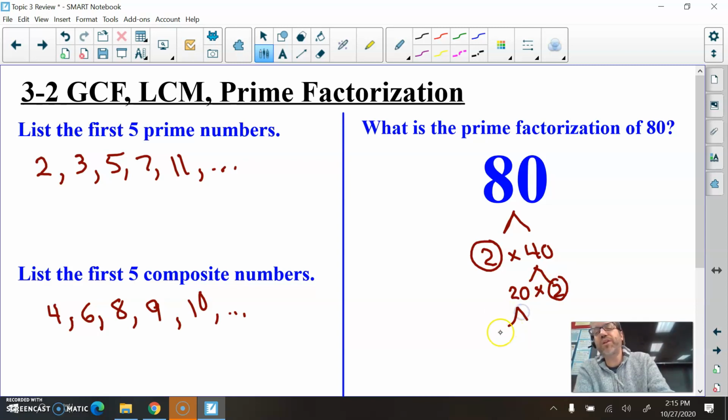And now the 20, we can split that apart. That's 10 times 2, right? 2 is prime. And 10, we can split that apart. 2 times 5. So my prime factorization is 2 times 2 times 2 times 2 times 5.